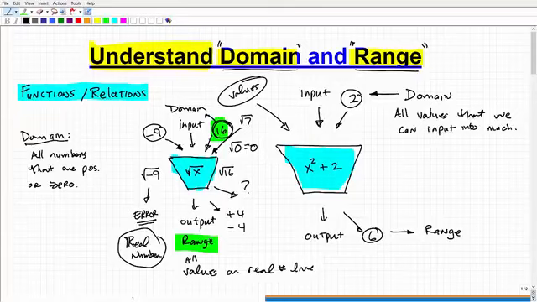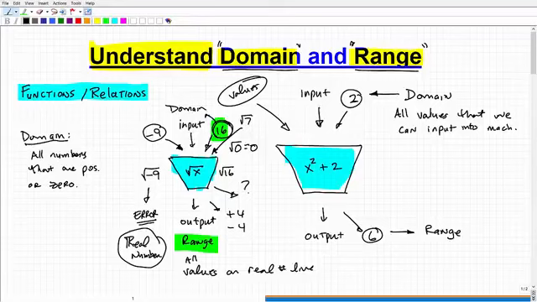We can get more and more deeply into this topic of domain and range, functions and relations. It's a huge topic in mathematics, but let's just keep it at bay with the things that we just talked about here, because this is really an introductory video.